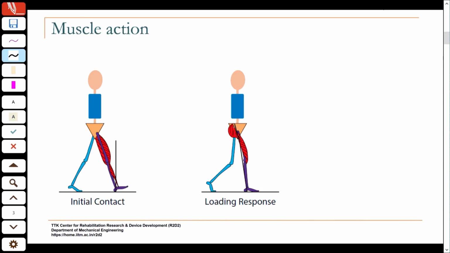So, if you look at it, then the pretibial muscles or the tibialis anterior. These are some of the important muscles that we will be looking at: tibialis anterior, you have your quadriceps, you have your hamstrings.